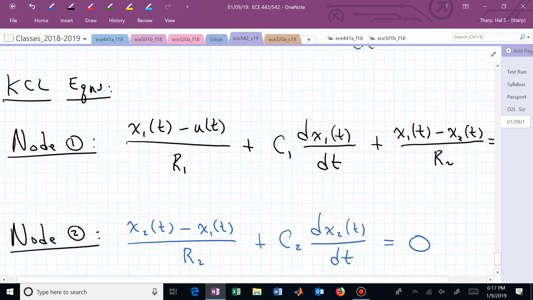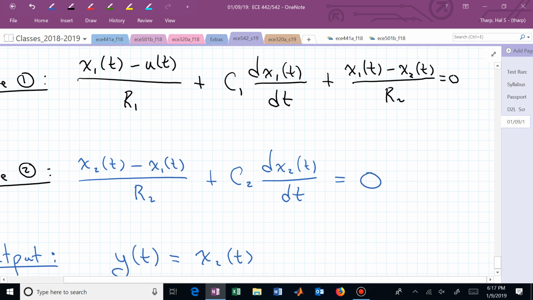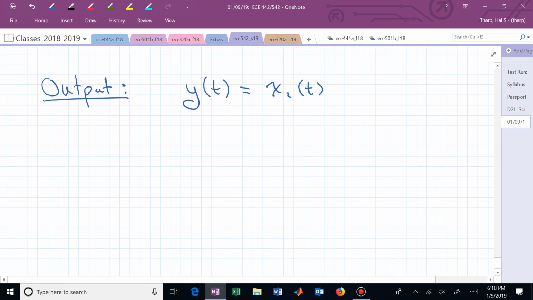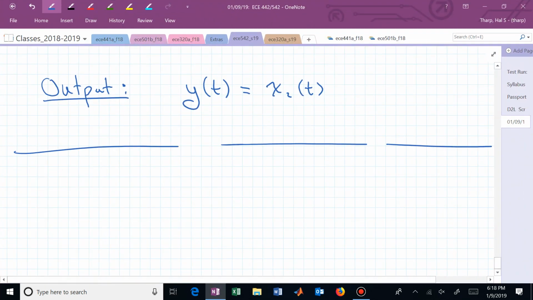If this is now my time domain description of the system, input, two state variables, and output, can I build a block diagram that does the same or describes this same set of dynamics? Did you learn that in 320? Does this look somewhat familiar from 320? Was that too long ago? Well, now you get to remind yourself of what you learned, or were supposed to learn in 320.